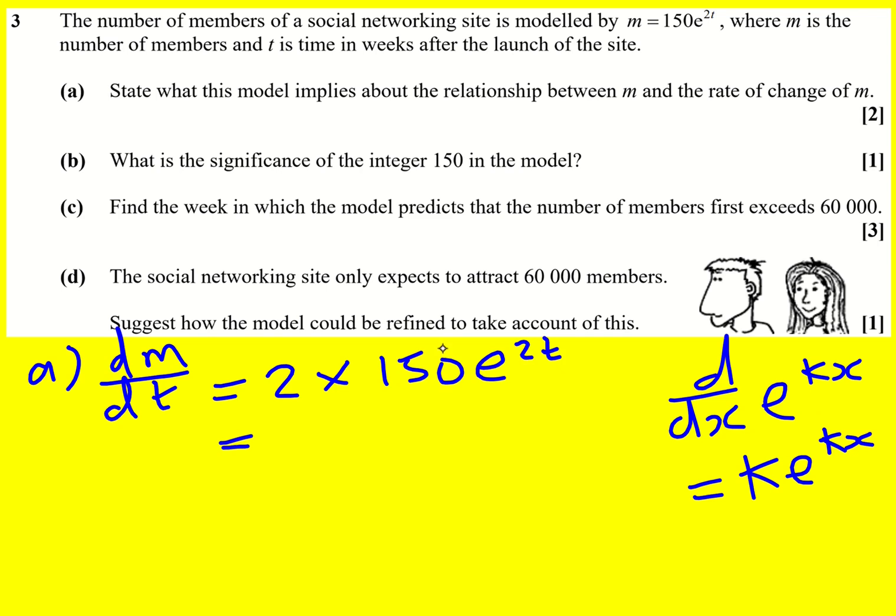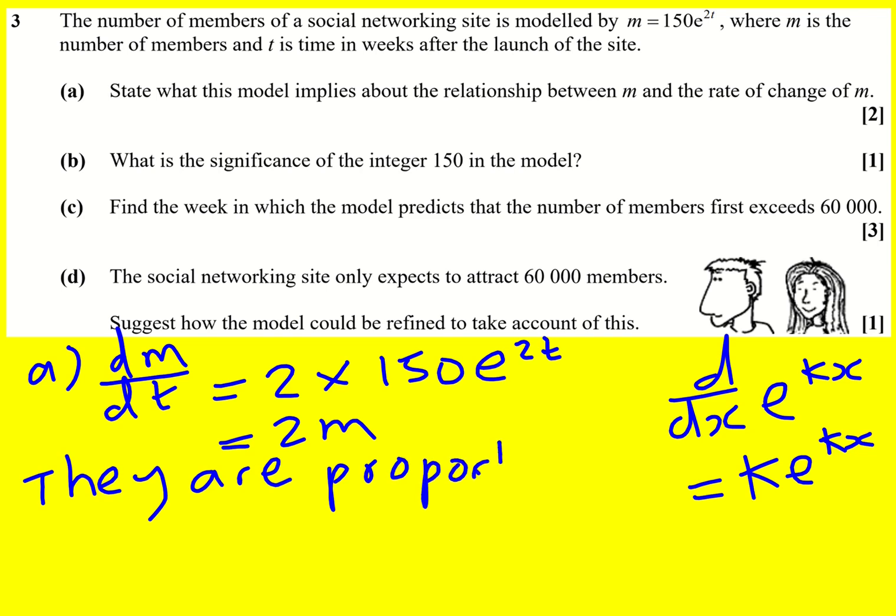That's fine. You could write this as 300, but actually the thing we want to do here is say that it's equal to 2m. So still this model applies. They are proportional. So what we're saying is as one doubles, the other doubles. That's what proportional means. And as m equals 0, when n equals 0, dm by dt equals 0. You do need to say that it's equal to 2m. It is 2 marks, so you can't just say that they are proportional.